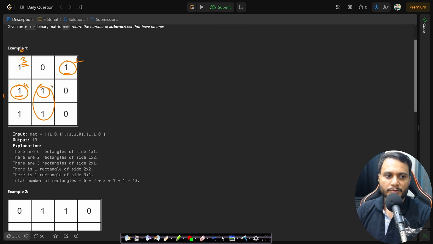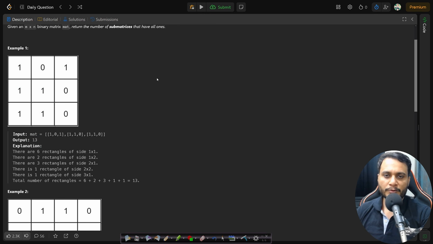1, 2, so 2 submatrices at this point as the top left corner. This will have 1, 2, so 2 submatrices at this point, and this will only have 1. You can see if this is the top left corner, then this is only 1. So the count is 3 + 1 = 4, + 4 = 8, + 2 = 10, + 2 = 12, + 1 = 13. So that is how 13 is the answer, right?